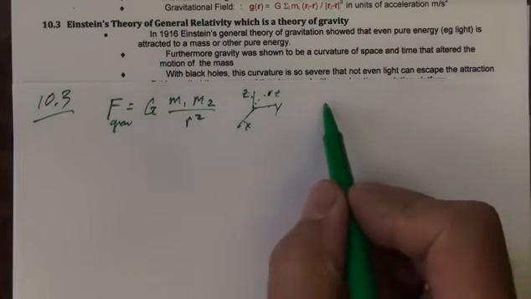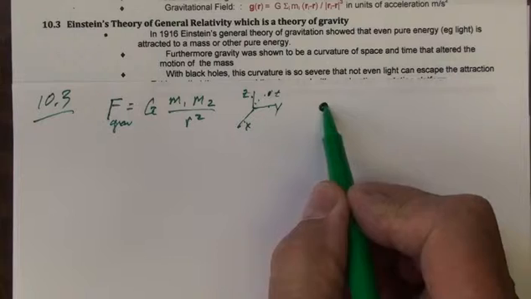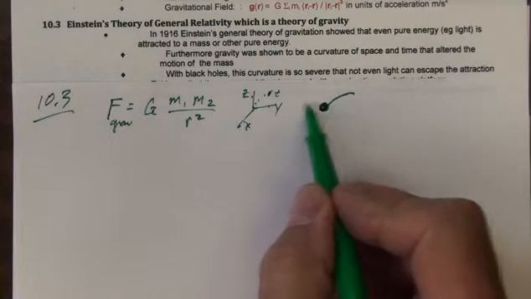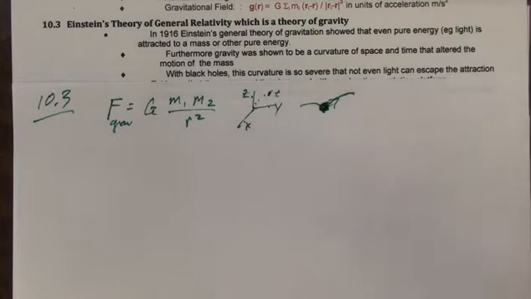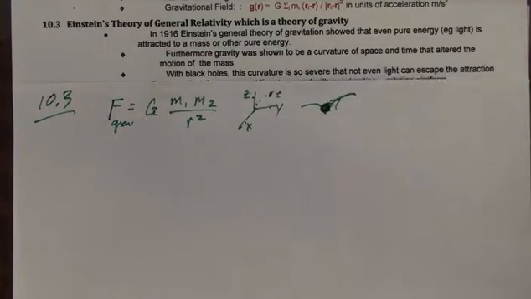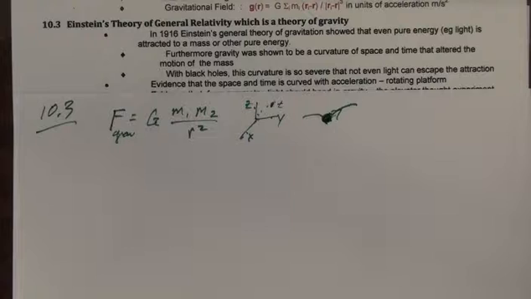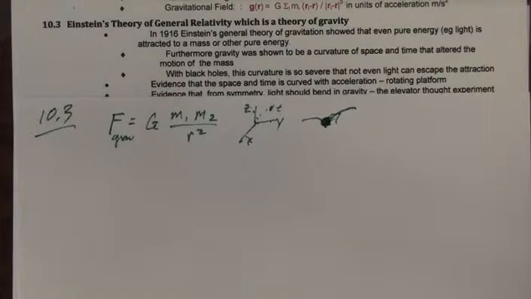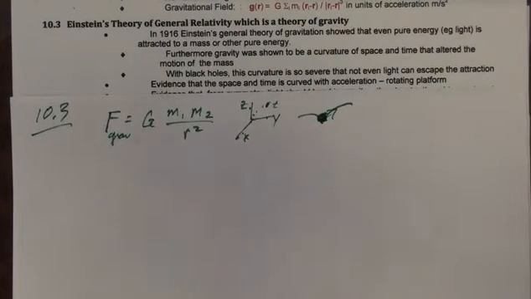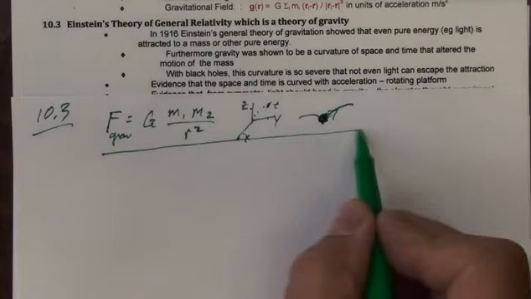If we think about black holes, this is a situation where the space is so warped at this point that even light could not escape. And in fact, on the surface, time actually begins to stand still. There's evidence that space is curved with acceleration, such as a rotating platform. And so let's look at a rotating platform.